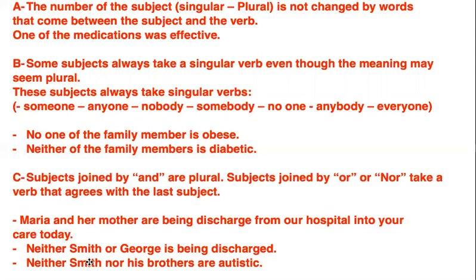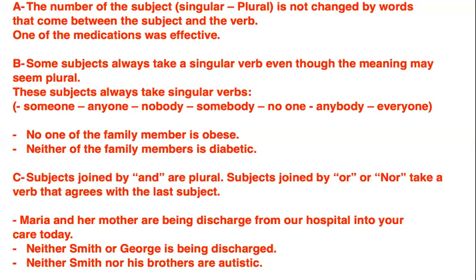Now, "Neither Smith nor George is being discharged." In this case, who am I dealing with? The last subject, which is George. "Is being discharged," not "are." Okay? The verb here agrees with the last subject.